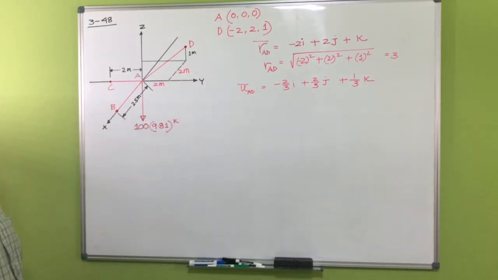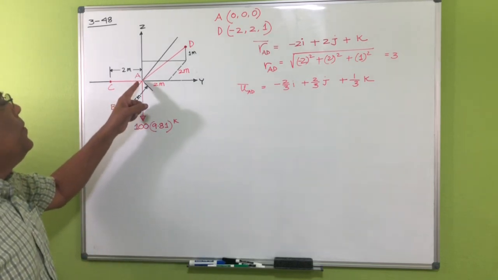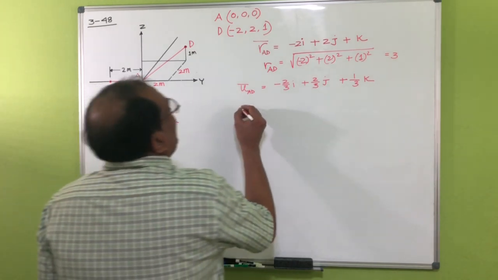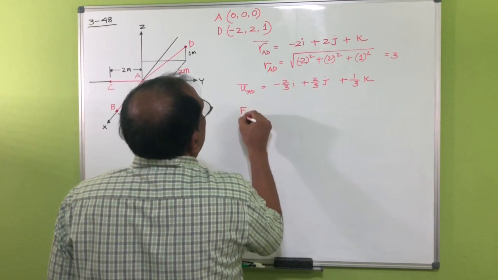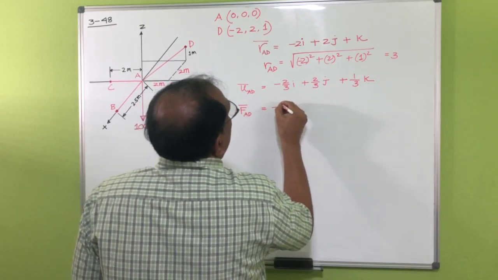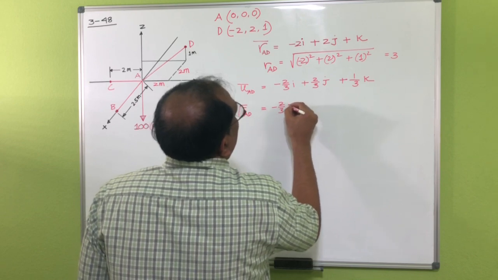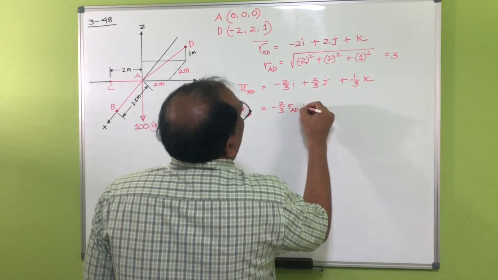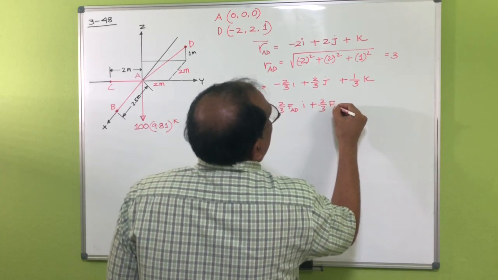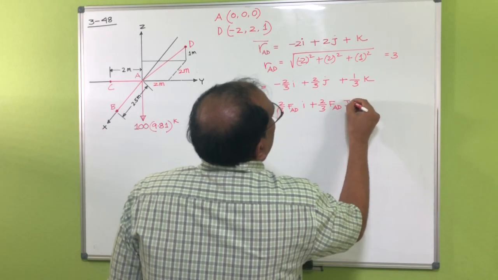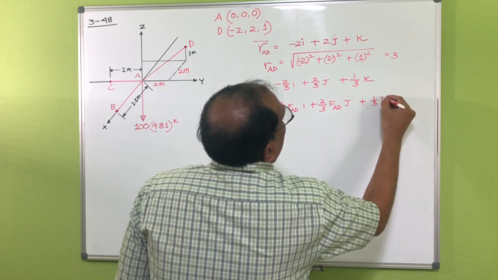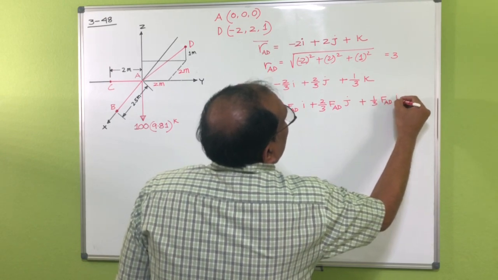So if I want to convert that one to a force vector, then basically force AD is minus 2/3 of FAD I plus 2/3 of FAD J plus 1/3 of FAD K.